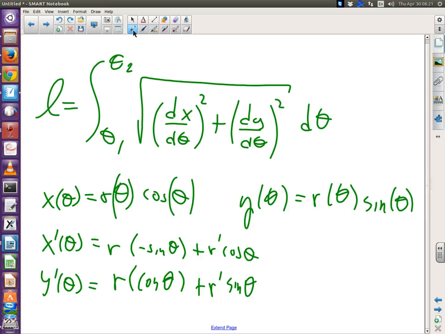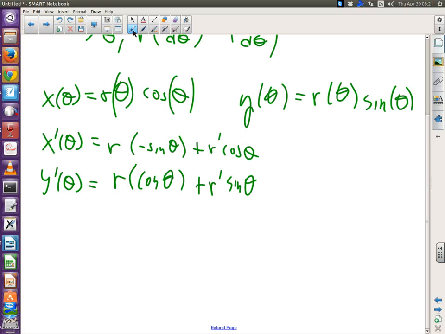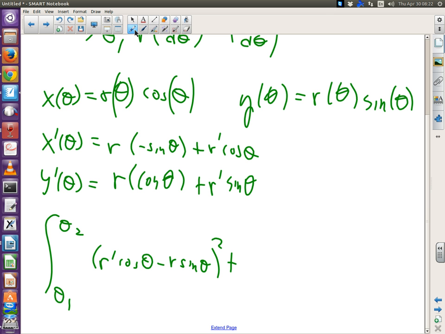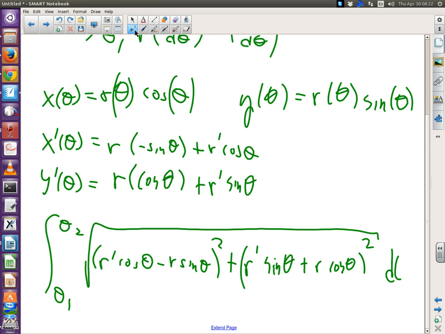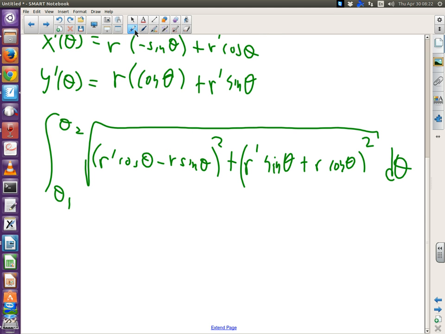So anyway, square this, add them up, square root them, integrate it, and have fun. That's it. Okay? So you get the integral from theta 1 to theta 2 of this guy squared. How am I going to write this? I'm going to write this backwards. This is negative, so I'm going to put this in front. R prime cosine theta minus r sine theta, square it, plus, this guy, I'm going to write r prime first. R prime sine theta plus r cosine theta, square it, add it, square root it, integrate it.